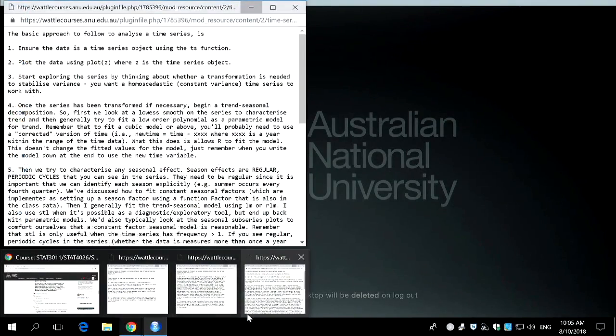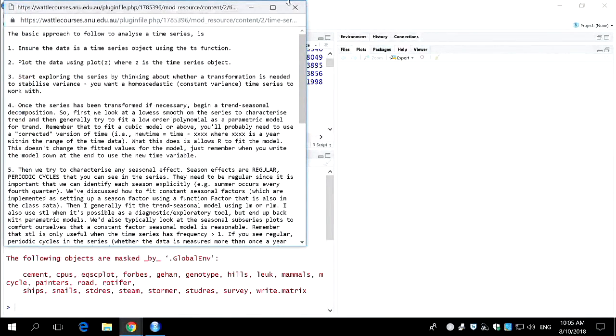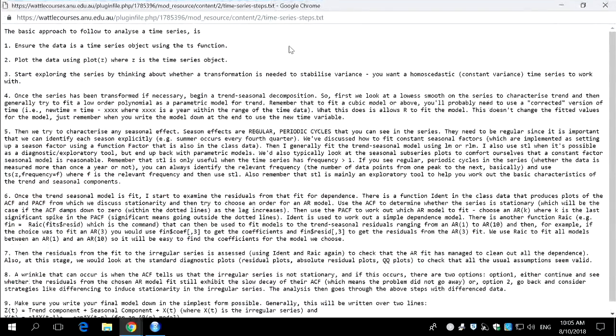I just wanted to point out one thing I've put up online: a summary of what we talked about at the end of the last lecture, which is the set of steps you want to go through for analysing time series. I know that's a lot of text, but I sat down and wrote them all down in a bit more detail after we spoke about them in the lecture. Okay, so you can see they're all there. Turn it into a time series, plot the data, transform, trend, seasonal, and so on.